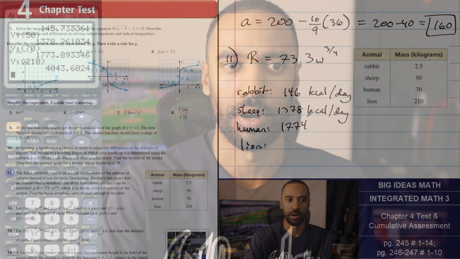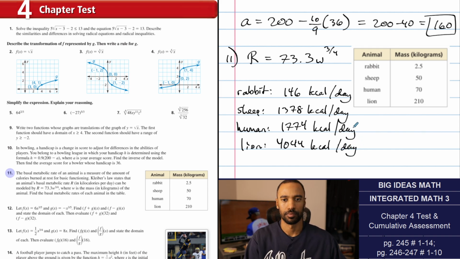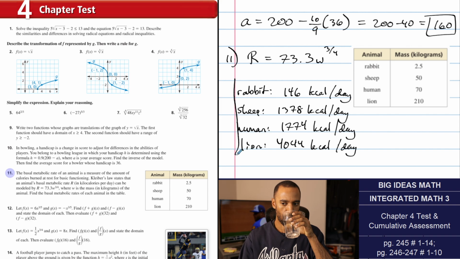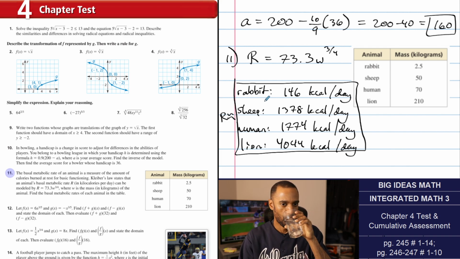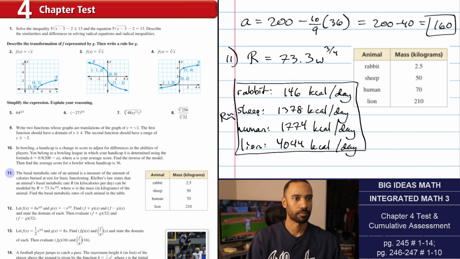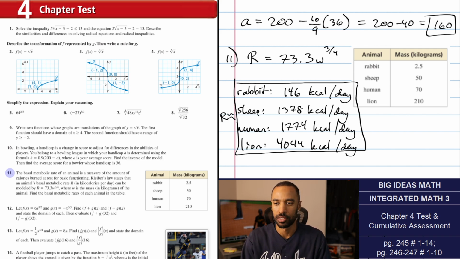All right, now you can look at this screen. And the other is 4044. And lion 4044. Okay. Are approximately equals, because those are rounded values. Okay, number 12.